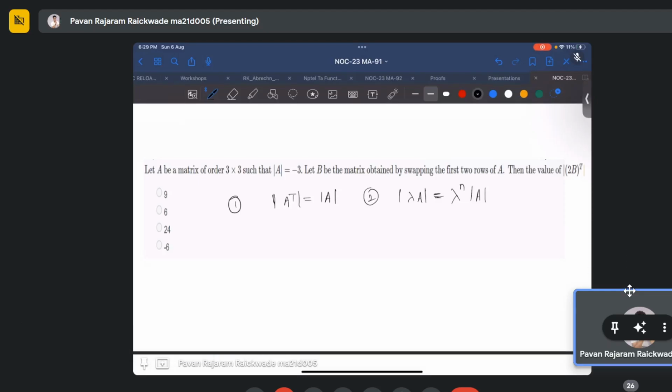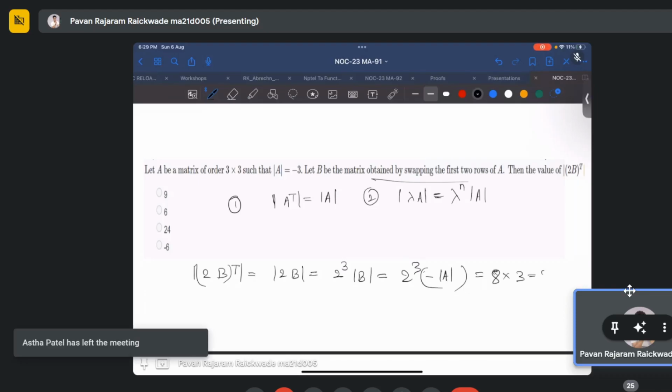So with this, what will be determinant of 2B? Determinant of 2B transpose is the same as determinant of 2B, which is the same as 2 raised to 3 times determinant of B. And B is a matrix obtained by swapping the first two rows of A, so determinant of B will be minus of determinant of A, which is 8 times 3, 24. Option number C.